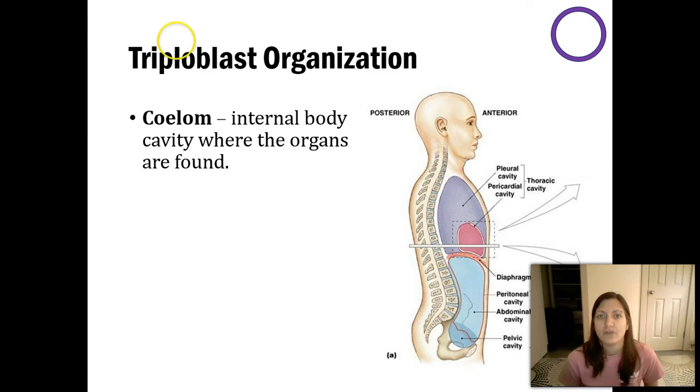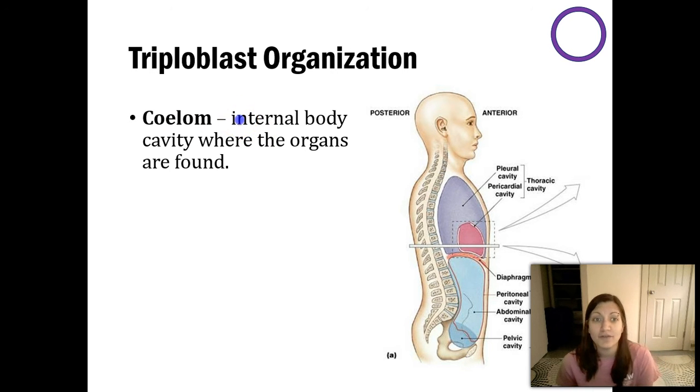So humans, for example, we have a coelom. We have different body cavities where we find our organs. But there is space around those organs. So that's the cavity, the space between our organs. This is, I guess, an evolutionarily complex trait.